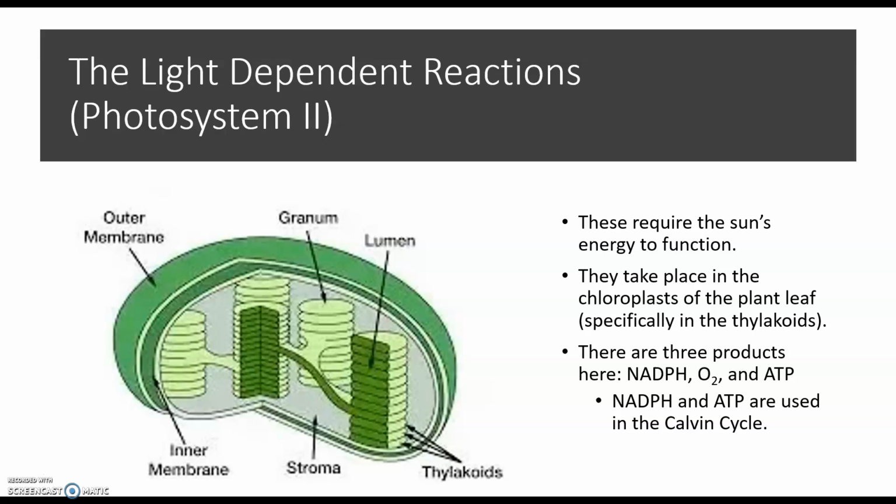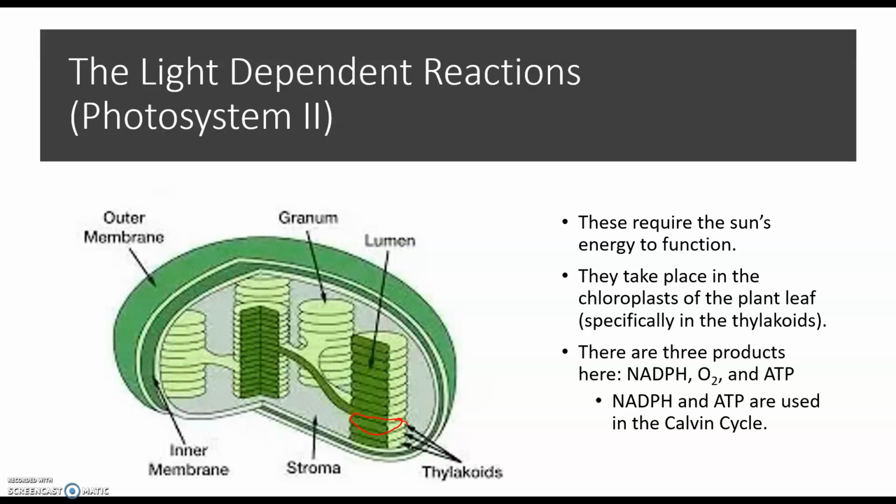All right, so photosystem 2 is the light-dependent reactions. It's called photosystem 2 because we discovered it after we discovered photosystem 1, or the light-independent reactions. But it does have to happen first. These reactions are called light-dependent because they do require the sun's energy in order to function. They happen inside of the chloroplast of the plant leaf, specifically in these pancake-looking discs here called thylakoids.